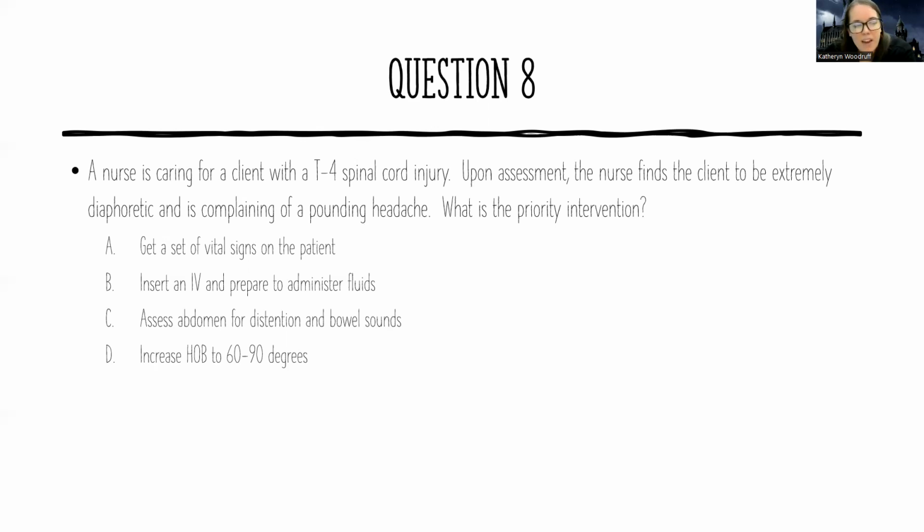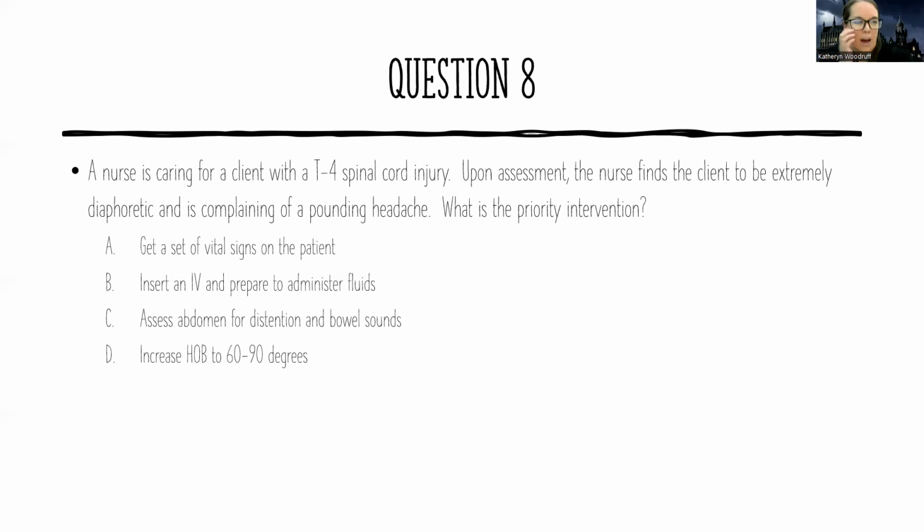The last one is increase the head of the bed to 60 to 90 degrees. Position changes can affect blood pressure, so now I'm between A, B, and D. We always talk about being down to 2. What if you're down to 3?